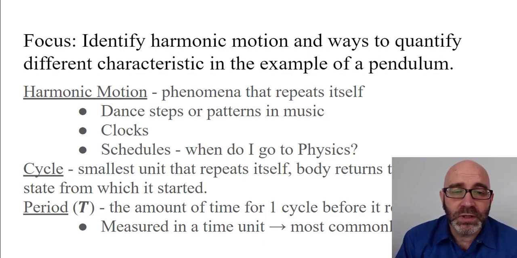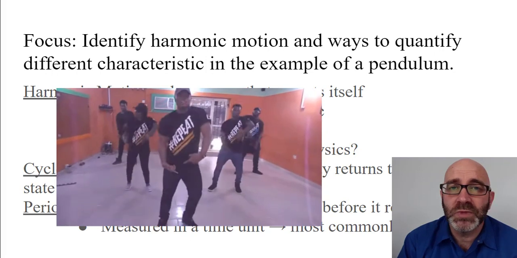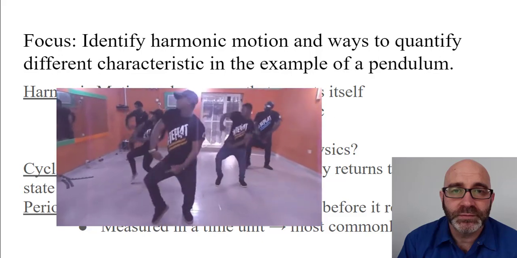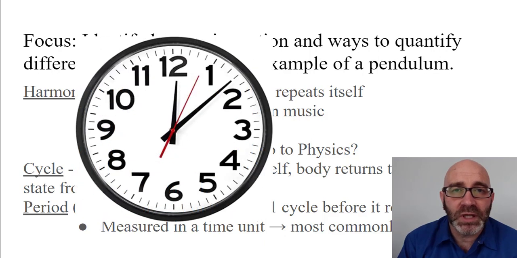So the first definition is harmonic motion, and this is any phenomena that repeats itself. Now you see it all over the place, but don't realize that we use the words harmonic motion. For example, dance steps or patterns in music. If you notice, music repeats itself over and over and over again. Clocks are another example. How many times is this clock going to show the exact same pattern again? If you can identify every 12 hours, you understand that that's harmonic.